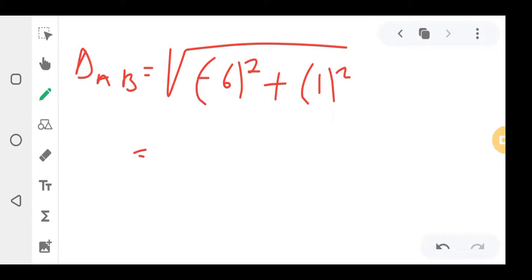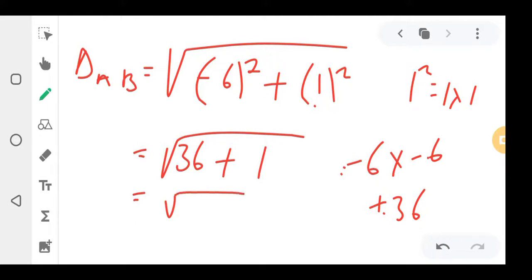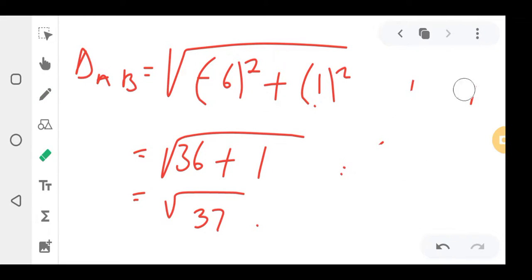So negative 6 squared doesn't mean negative 6 times 2. It means negative 6 times negative 6, which is positive 36. So in short, it means 36 plus 1 squared, which means 1 times 1, which is 1. So that is going to be equal to the square root of 37. That's how you solve.